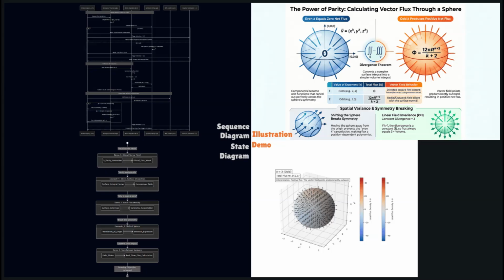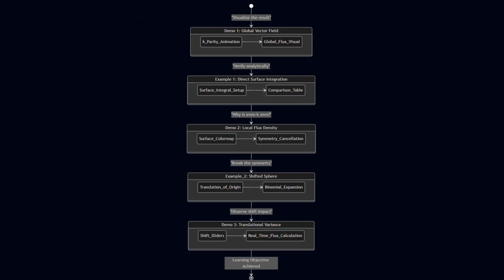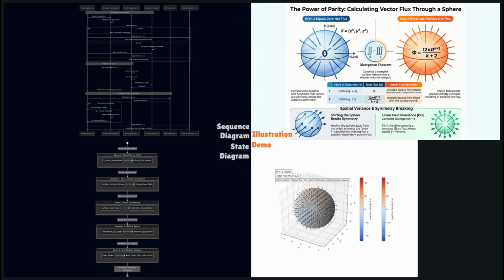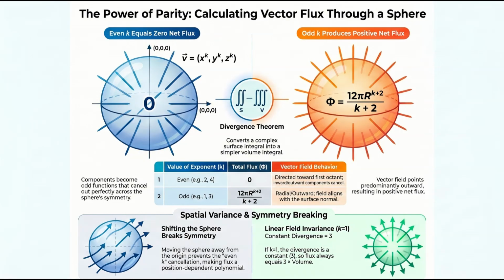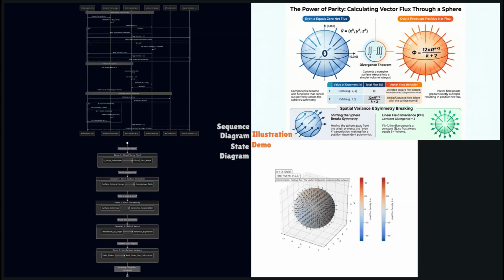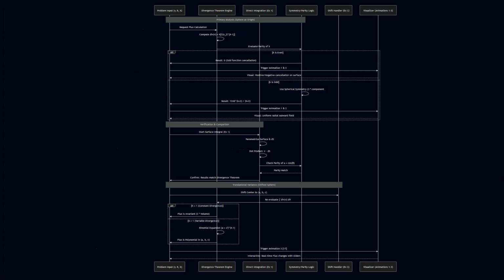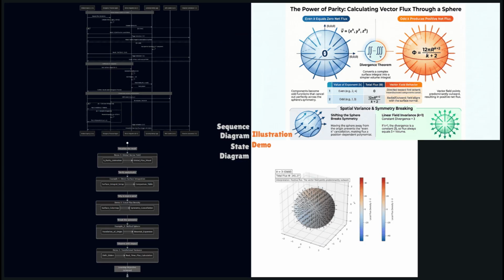Rather than being a mere set of calculations, this document serves as the source of truth that defines the fundamental rules governing the entire system. It establishes the crucial discovery that the behavior of a flow depends entirely on the nature of the field's power, revealing a world where symmetry can either perfectly balance out a force to nothing or amplify it into a measurable total. This foundational logic is what breathes life into the sequence diagram.